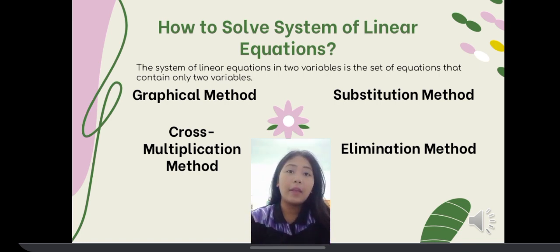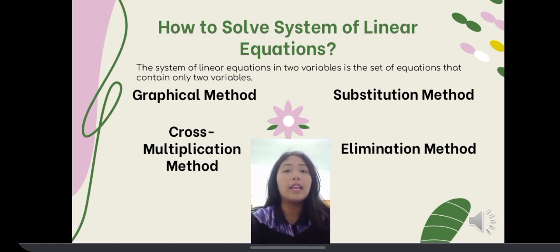Next is the elimination method. In this method, we either add or subtract the equations to get an equation in one variable. If the coefficients of one of the variables are the same and the signs of the coefficients are opposite, we can add the equations to eliminate the variable. Similarly, if the coefficients of one variable are the same and the signs of the coefficients are the same, we can subtract the equations to get an equation in one variable.